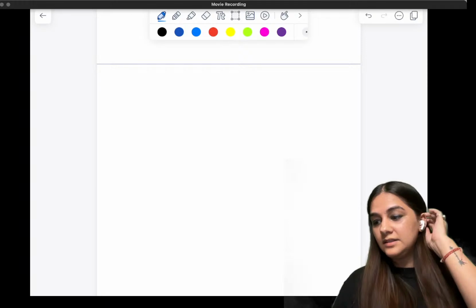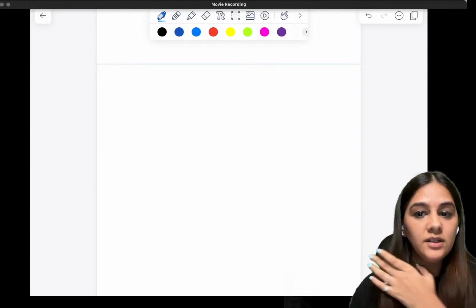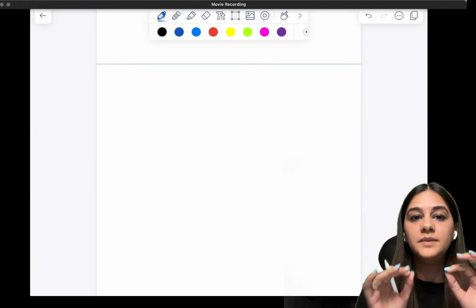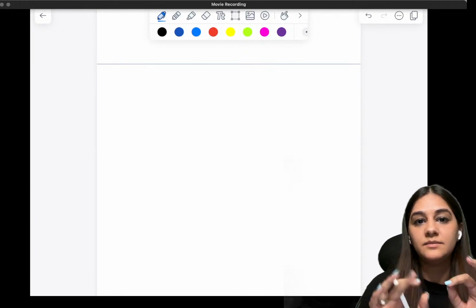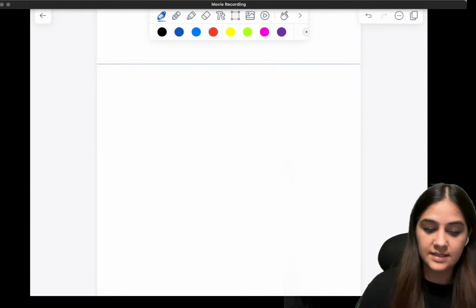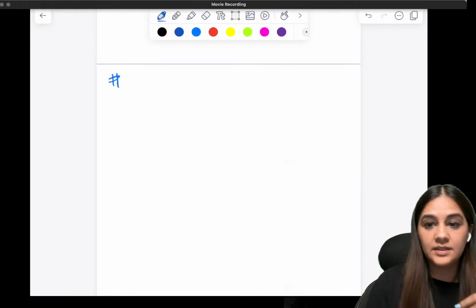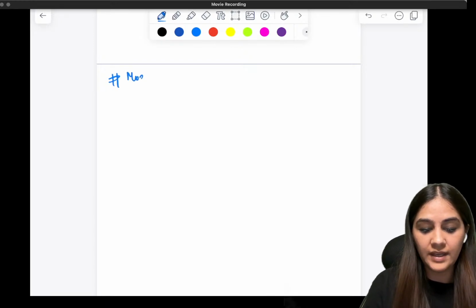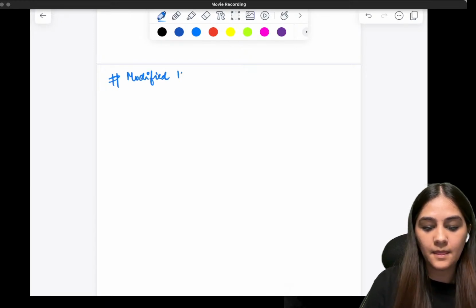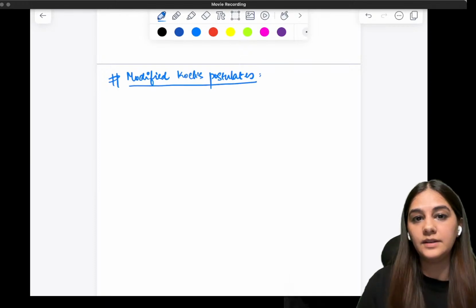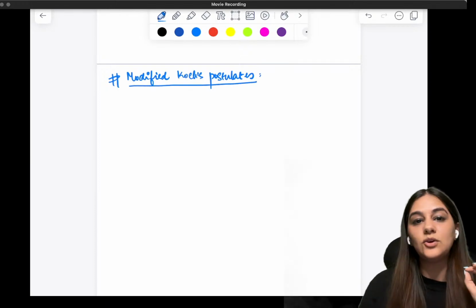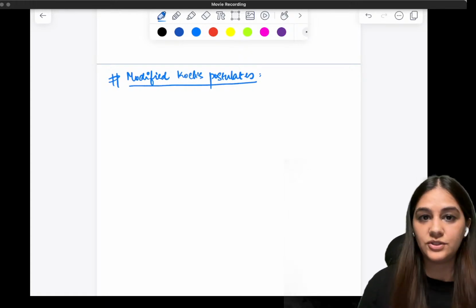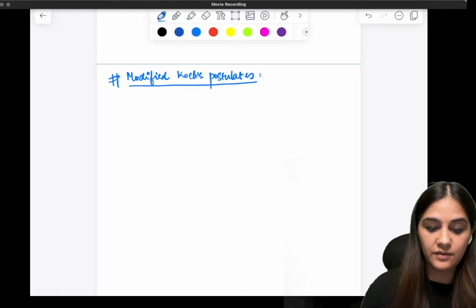Okay, so there were few scientists who came and said it's not about the organism. Just the mere presence of an organism does not mean that it will cause a disease, right? So there was a new concept that was given, and that concept is known as modified Koch's postulates, right? Then they gave us the concept of modified Koch's postulates. So, what is the concept of modified Koch's postulates?